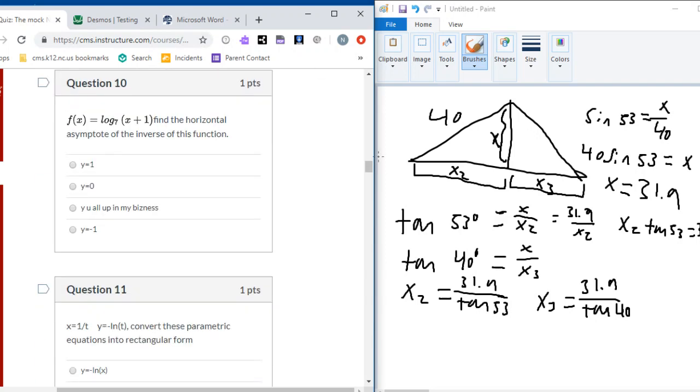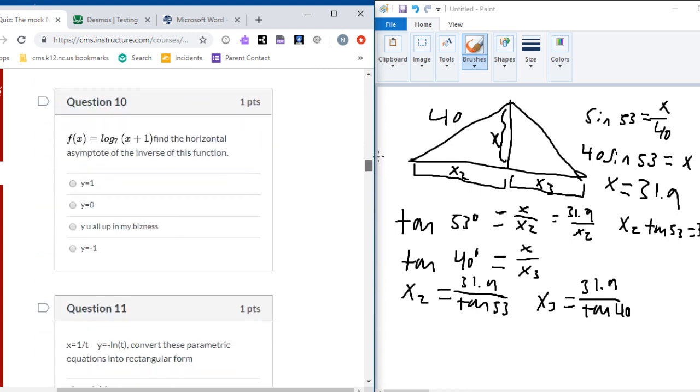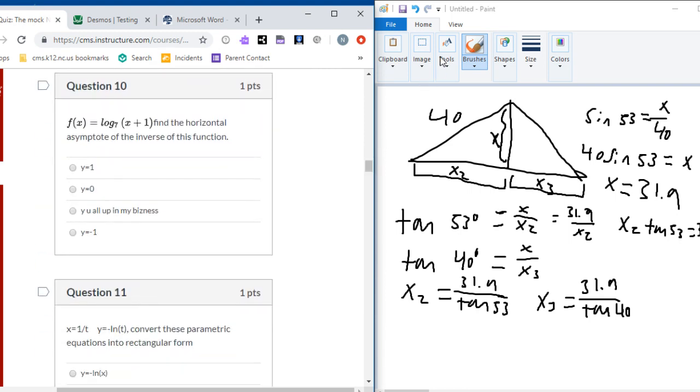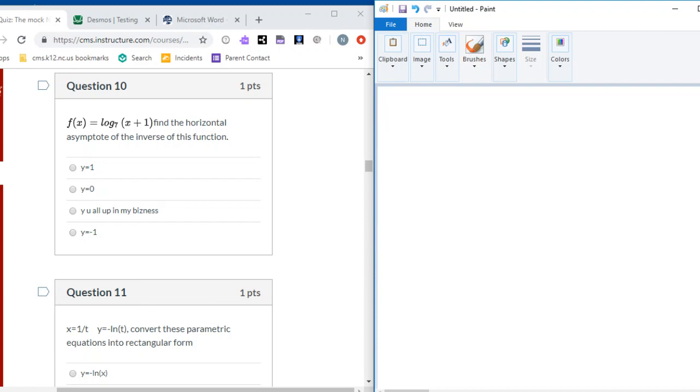So sometimes you won't have a perfect answer choice. That's okay. But that just requires you to use your trig ratios.